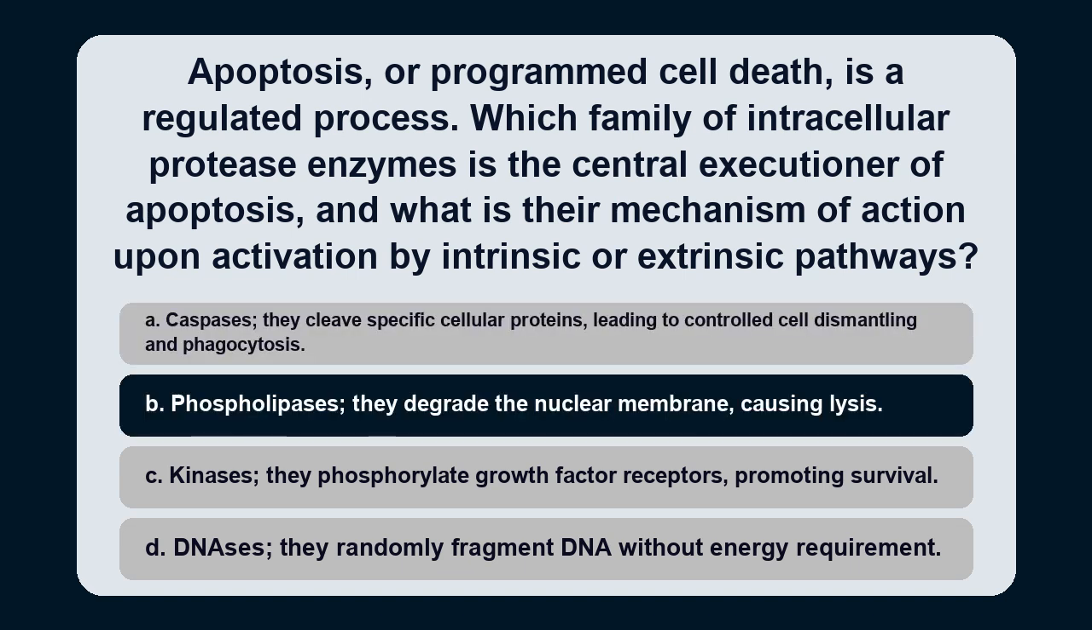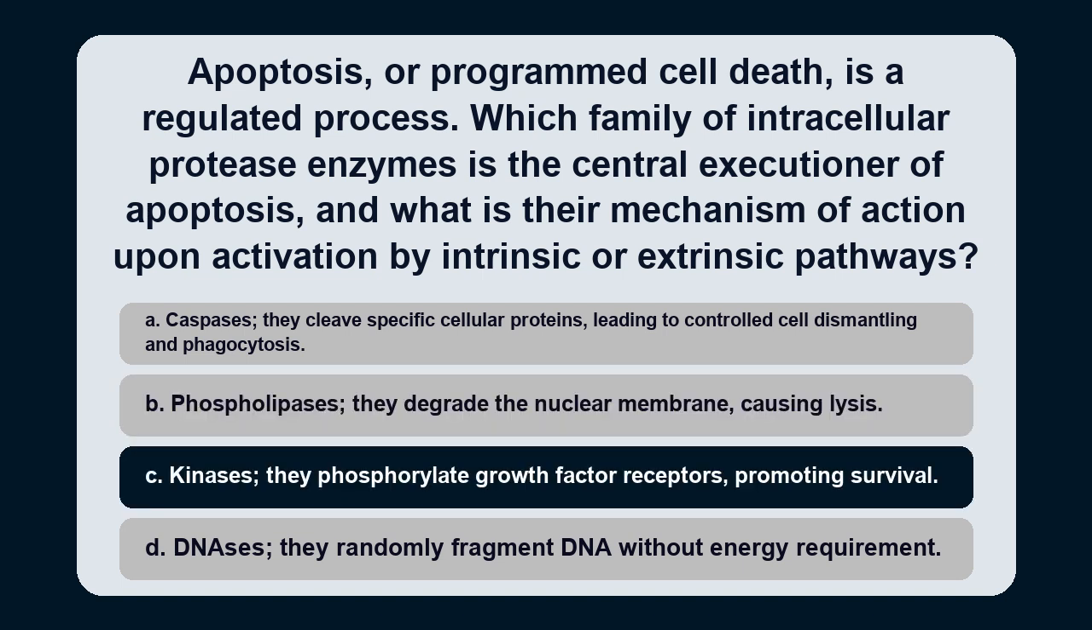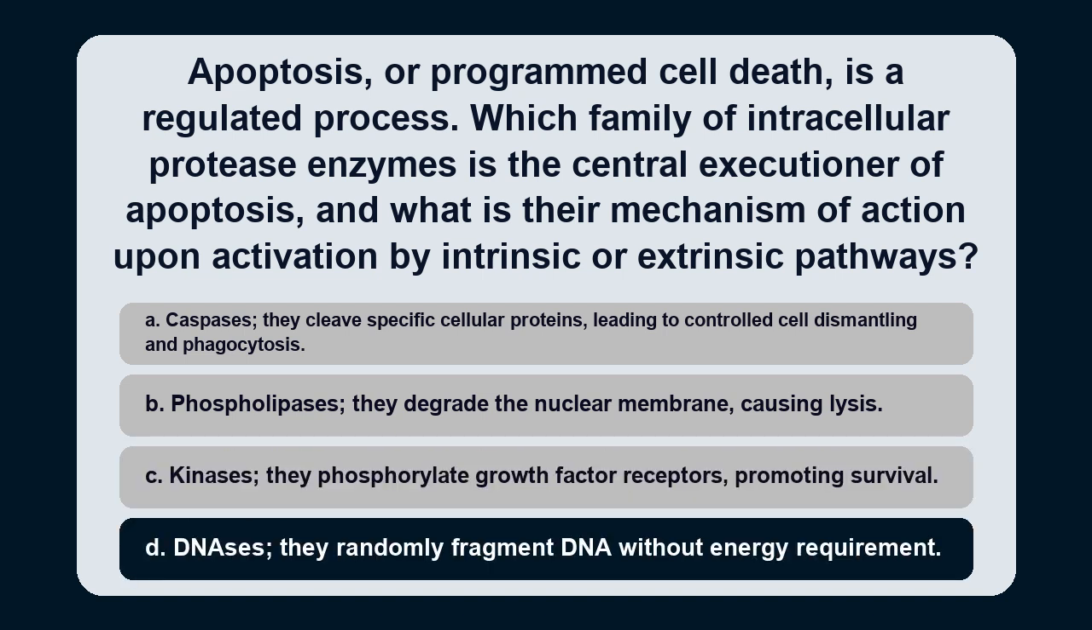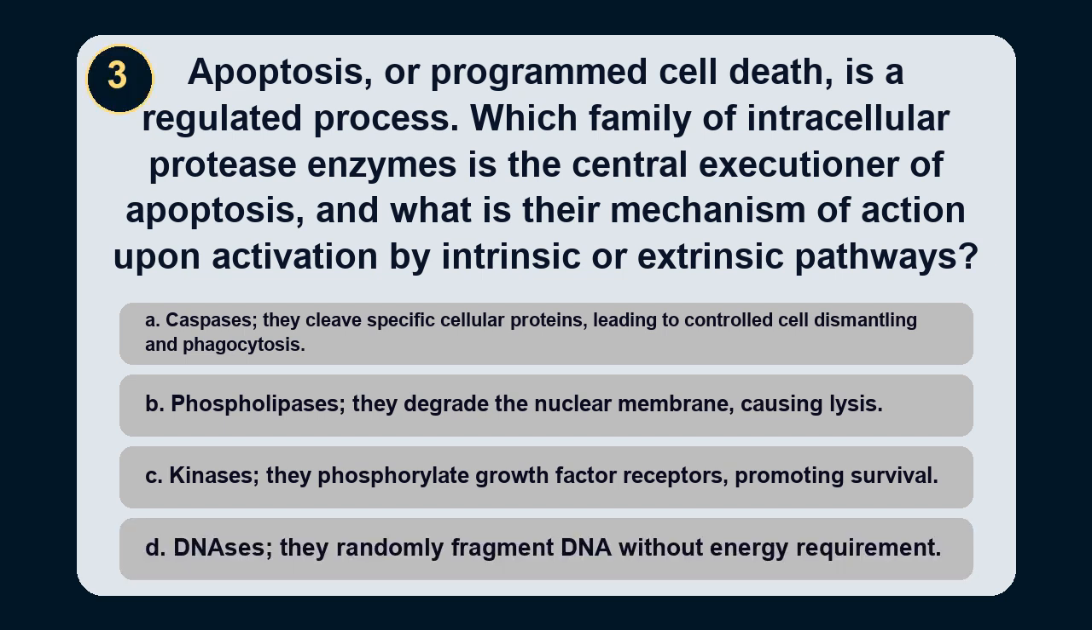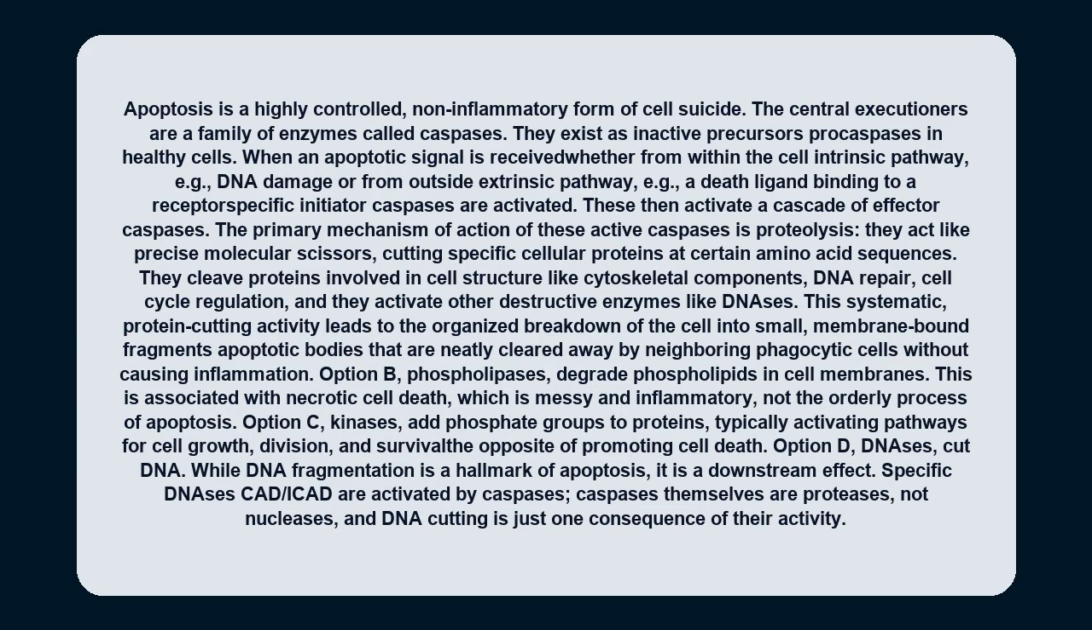Option B, phospholipids. They degrade the nuclear membrane, causing lysis. Option C, kinases. They phosphorylate growth factor receptors, promoting survival. Option D, DNases. They randomly fragment DNA without energy requirement. The answer is A. Apoptosis is a highly controlled, non-inflammatory form of cell suicide.